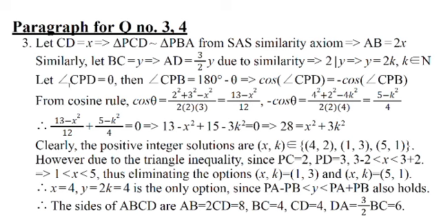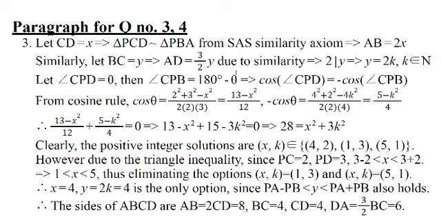Now we assume the angle CPD as theta. Then CPB will obviously be 180 minus theta. You can draw a diagram and check that out. And then we just figure out that cos CPD is obviously minus cos CPB, because cos(180 minus theta) is equal to minus cos theta. Now all we do is just use the cosine rule.